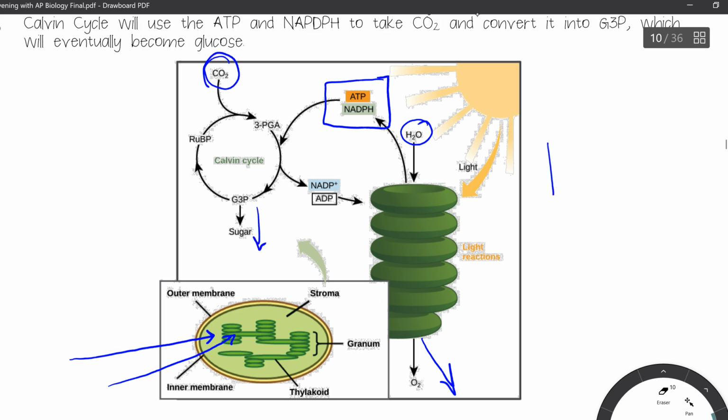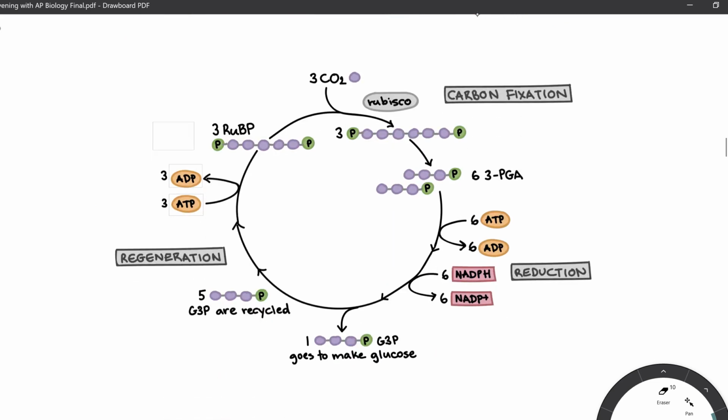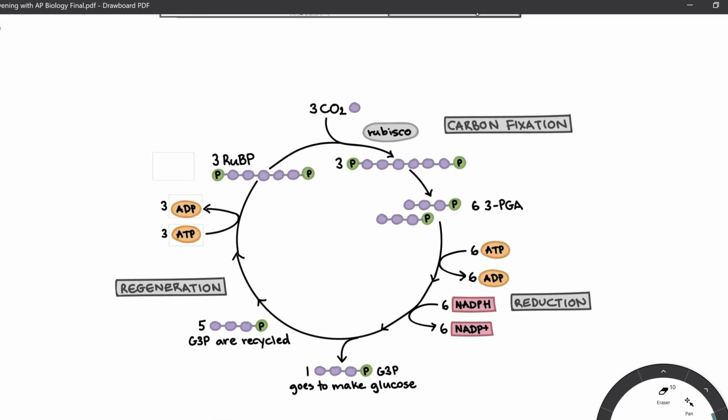This only happens during the day. Even though it is light dependent and light independent, the whole process only happens during the day. Please, please, please understand that. No photosynthesis at night. If we take a look at the Calvin cycle, once again, Calvin happens in the stroma.